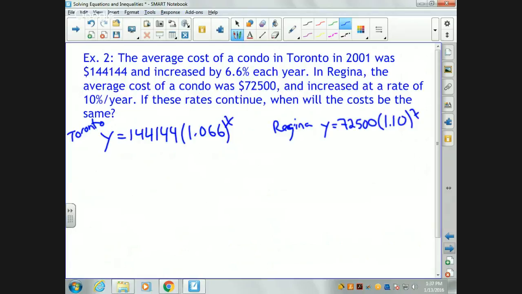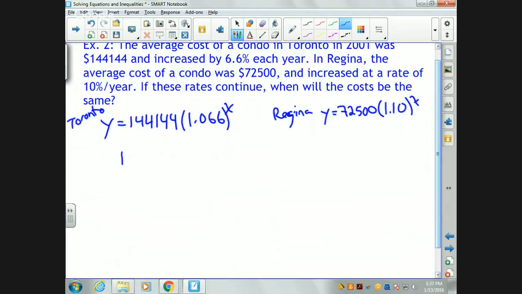Now, we don't know what that value is. We could probably find it at some point. But for now, we really want to solve this equation. We want to set the value in Toronto equal to the value in Regina. And now we want to solve this equation for x. Which is a little bit different from what you've seen before, but it is totally doable.